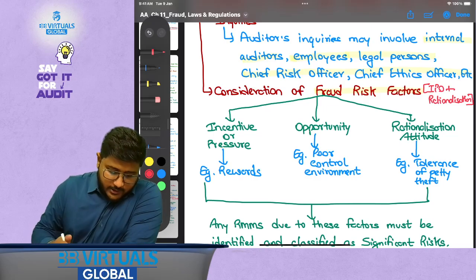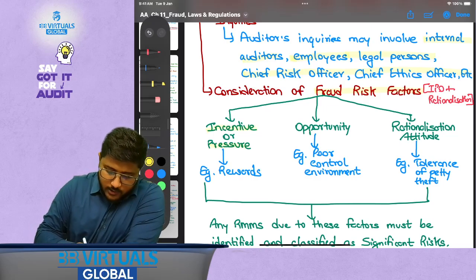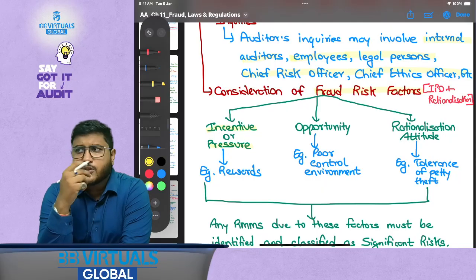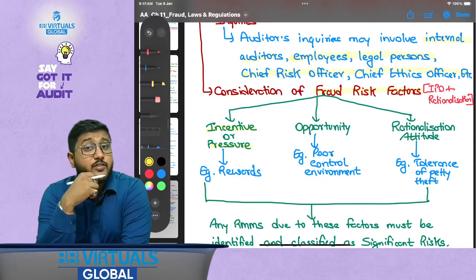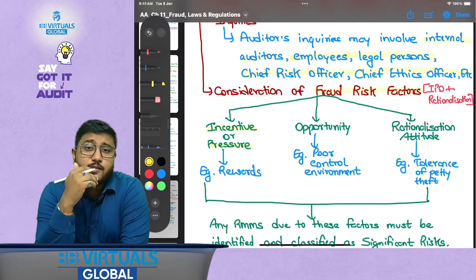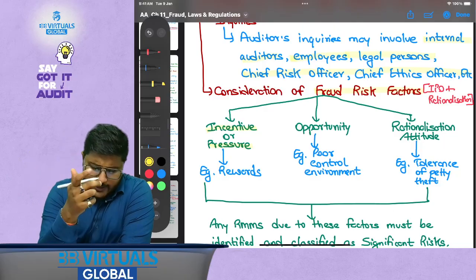So incentive or pressure. Can there be incentive or pressure to commit fraud? When I say fraud risk factors, it means what factors could lead to fraud. So incentive or pressure: if there's an incentive, a reward, or a pressure to meet certain deadlines. For example, insurance companies have been given certain deadlines. Now they might commit fraud to meet those deadlines.